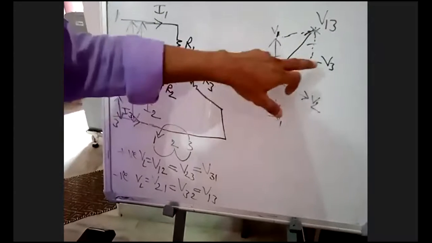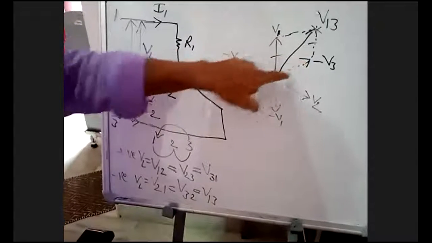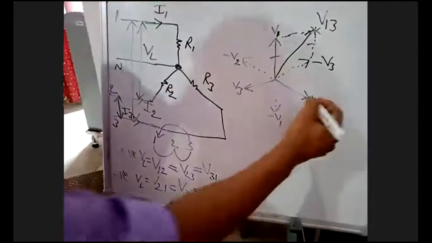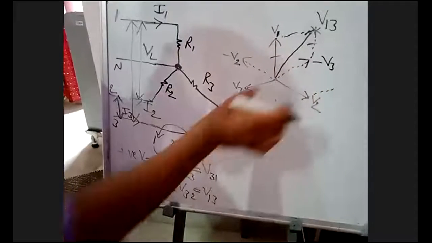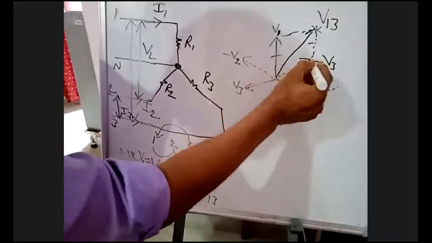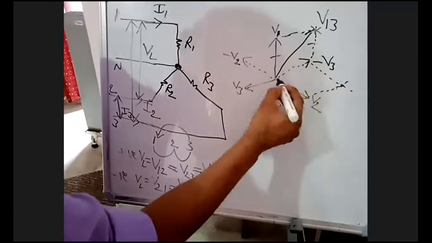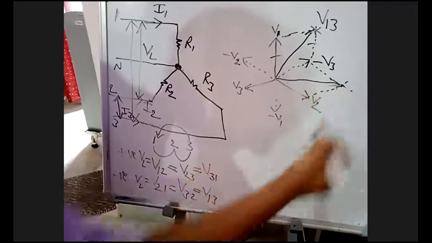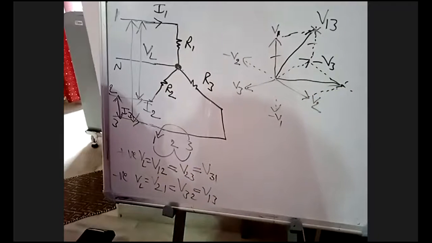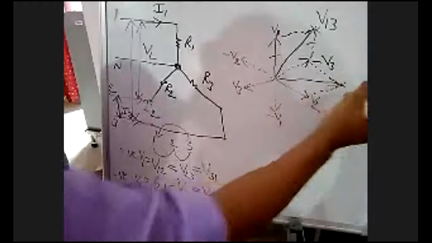Now draw the line voltage in between minus V3 and V2. For minus V3, I'll take the parallel line from minus V2. These two are parallel lines. For V2, I'll take the parallel line from minus V3. These two will intersect here. This is the parallelogram, this is the diagonal. What is the line voltage? V23.